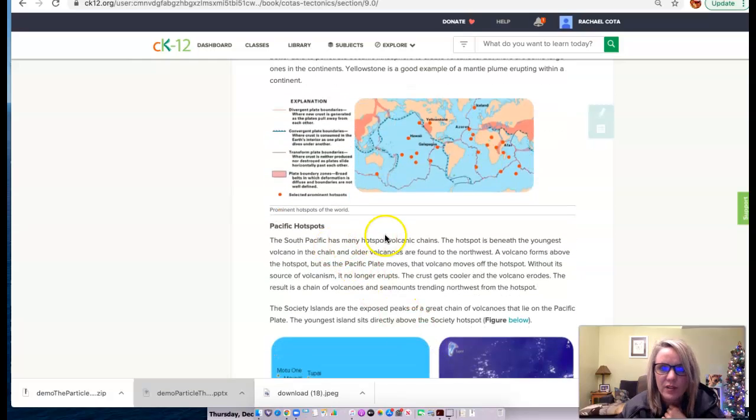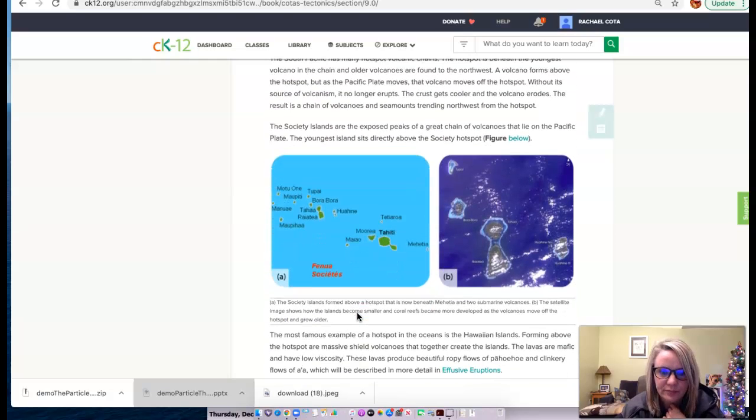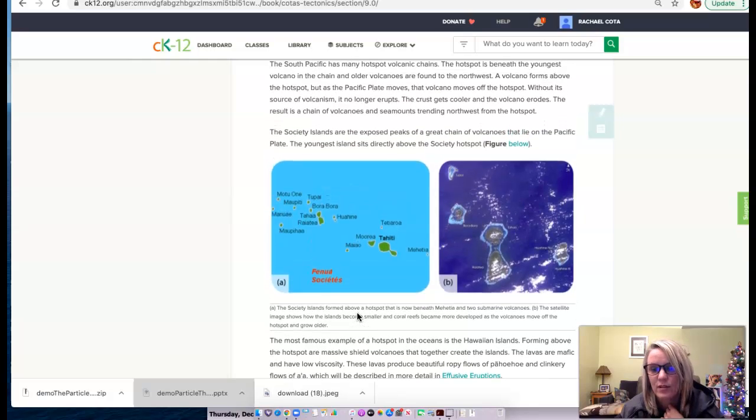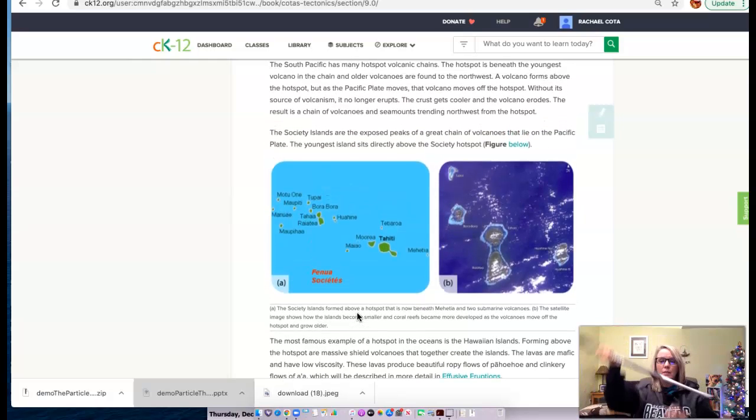Okay, so the South Pacific has many hotspot volcanic chains. So here's the Pacific Ocean right here. Here's the South Pacific. Hawaii, again, is one that we are going to be talking about a little bit more in depth. So what happens here, and I'm going to attempt to explain this with a ski pole and a turkey baster, because that's what distance learning is these days. It's looking around your house and trying to find things that you can teach science with. And all I could come up with was a ski pole and a turkey baster.